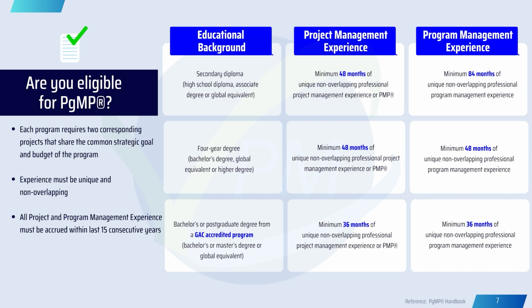So, program management experience. And here we're talking about unique, non-overlapping experience. So you cannot say, hey, I have 4 years and I can count 4 years of program as well as 4 years of project. No, that is not going to work. You have to show 4 years of program management experience and 4 years of project experience, collectively 8 years.